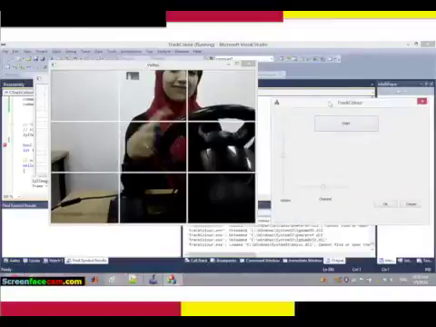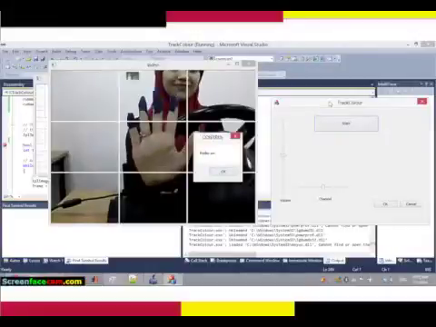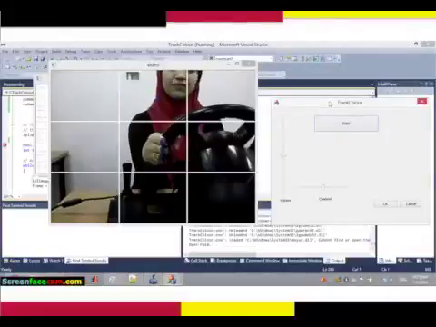We suggested a set of gestures to be used for turning the radio on or off, raising or decreasing the volume, also switching between the radio channels.